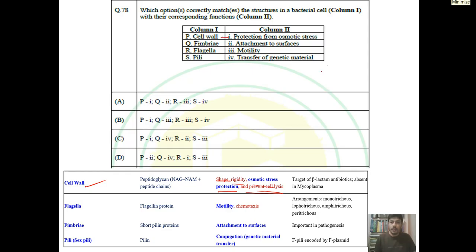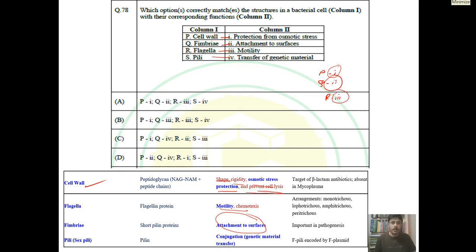So P matches with 1. If we see the fimbriae, the specific function of fimbriae is attachment to the surface. So fimbriae matches with Q. So Q matches with 2. Then if we see the flagella, the specific functions of flagella are motility and chemotaxis. So if we see this column 2, R matches with 3.